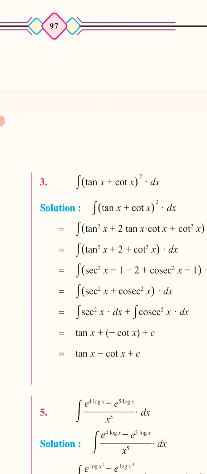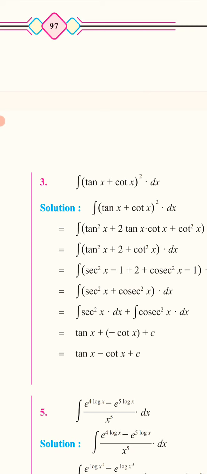You know the identity very well: tan square x plus 1 is equal to sec square x, which means tan square x is equal to sec square x minus 1, and cot square x is equal to cosec square x minus 1. So sec square x minus 1 plus 2 as it is, plus cosec square x minus 1. Here minus 1 minus 1 plus 2 cancel, so we get sec square x plus cosec square x dx.